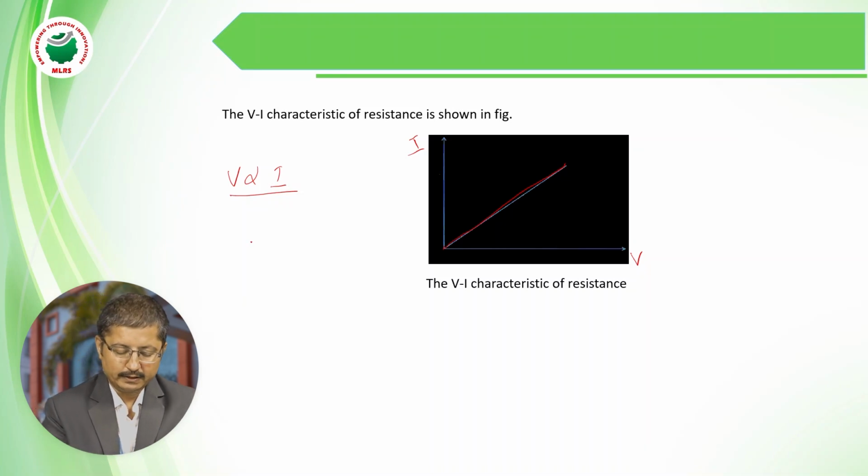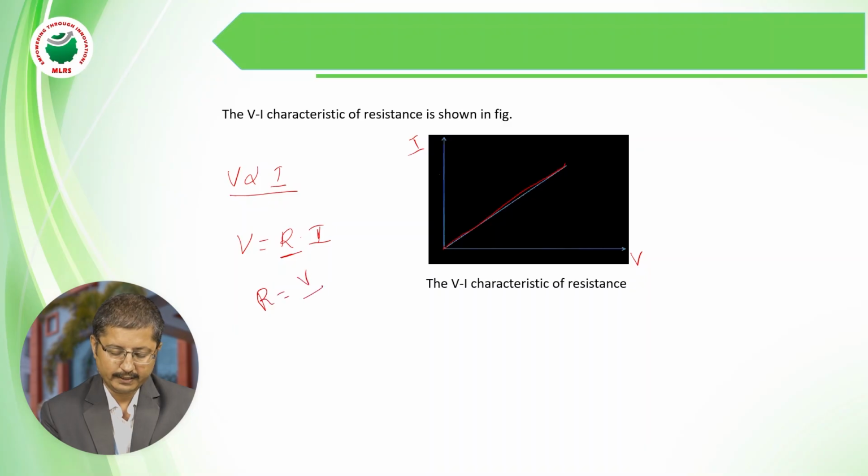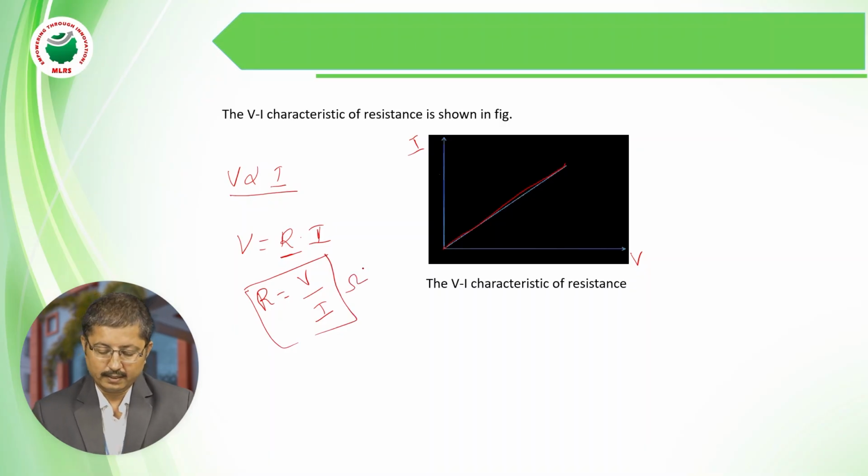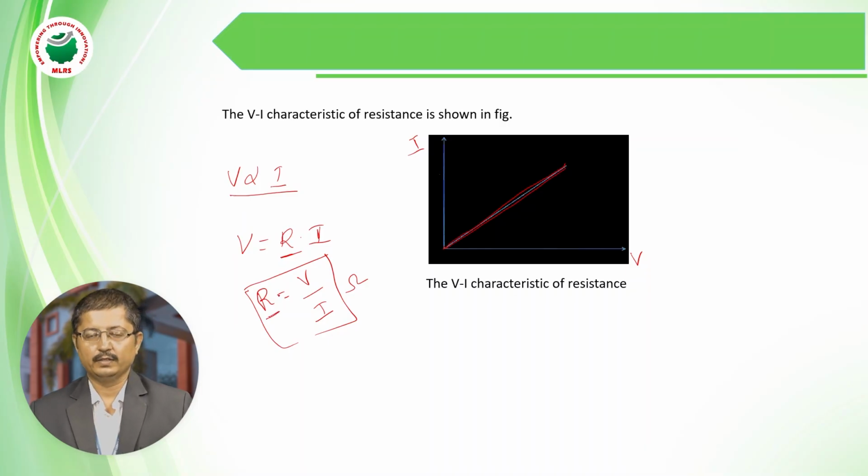So that means V is equal to R into I. If you remove the proportionality, then we get R, where R is nothing but the resistance, so R is equal to V by I. This curve will indicate the resistance, that is the ratio of V divided by I. So these characteristics we can call the VI characteristics of resistance.